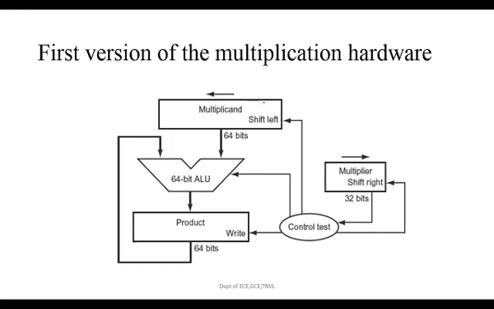If it is 1, we add the multiplicand with the product and place the result again in the product register. Likewise the control goes: if it is 1, it performs one operation, and if it is 0, it performs another operation. That is the duty of this control test.